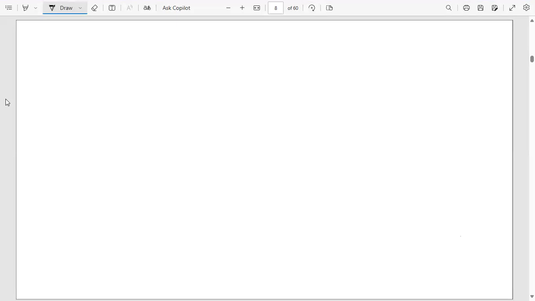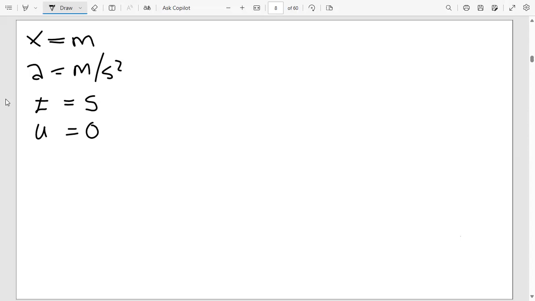They've given us x, which is displacement, and displacement is distance, so it is in meters. We have acceleration, which has units of meters per second squared. We've also been given time t, which will be in seconds. Since they didn't specify, we're going to consider the initial velocity u as 0.